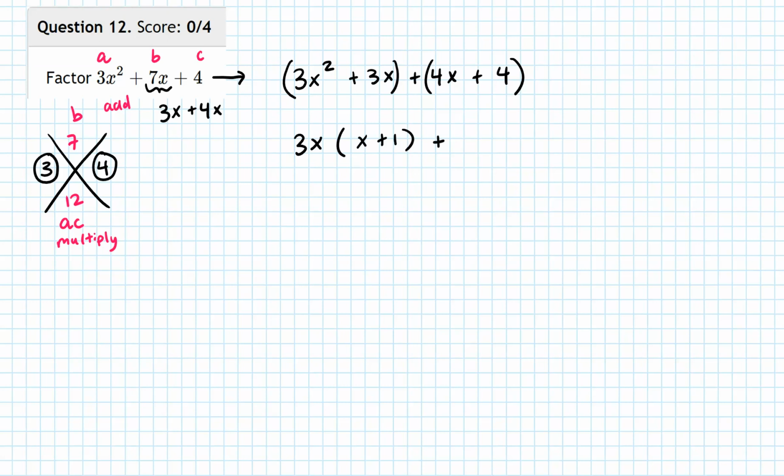And in the second set of parentheses, the greatest common factor is 4. So I'm going to go ahead and factor out a 4 from each of those terms, and that's going to leave me with an x plus 1. And if you look, these two sets of parentheses are the same expression, and so now I can factor that out from both of these terms. So if I factor out x plus 1, what's going to be left over is the 3x plus 4.